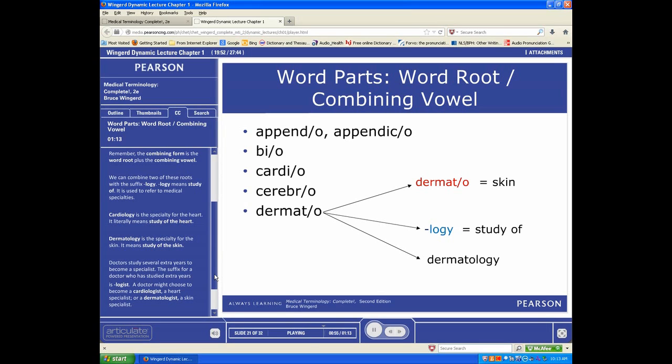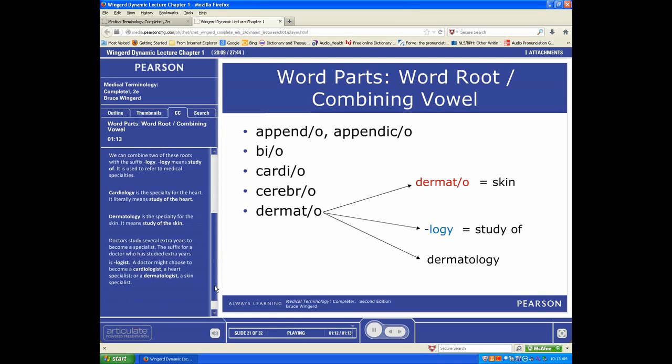You may have heard of a disease called hepatitis. Remember that the suffix itis means inflammation. Hepatitis is formed from the root hepat, meaning liver, plus the suffix itis. Hepatitis is a disease that involves inflammation of the liver.